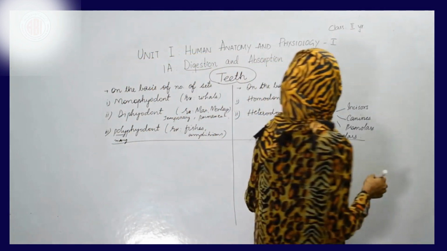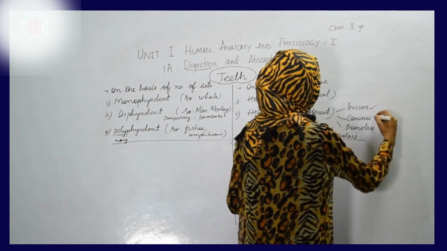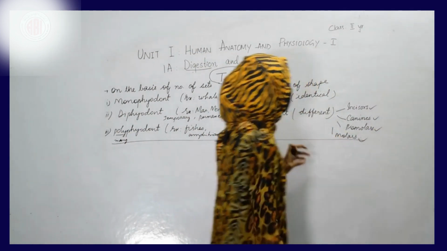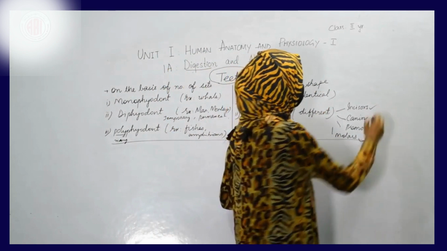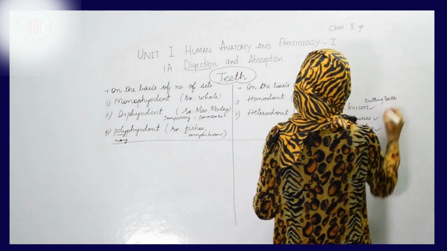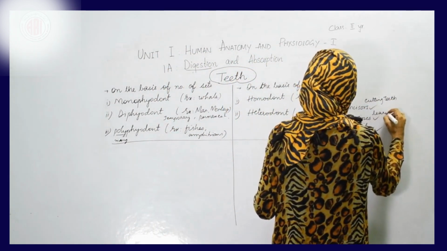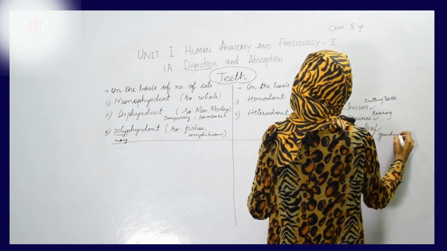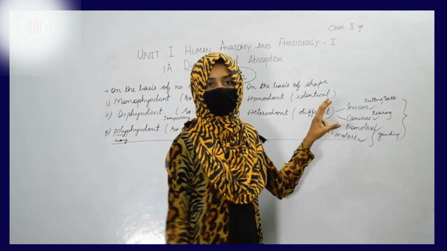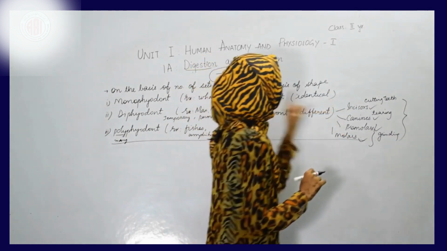We can find the different kinds of teeth like incisors, canines, premolars and molars in the human beings. So incisors are also called as cutting teeth. Canines are also called as tearing teeth. Premolars and molars are also called as grinding teeth. So all of them are different in shape based on their function.